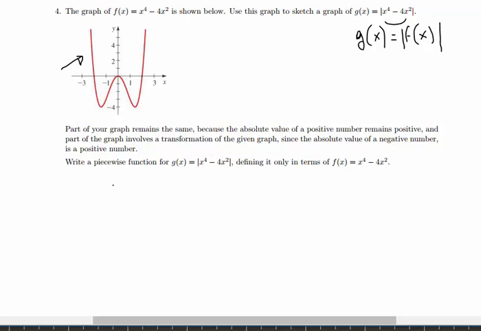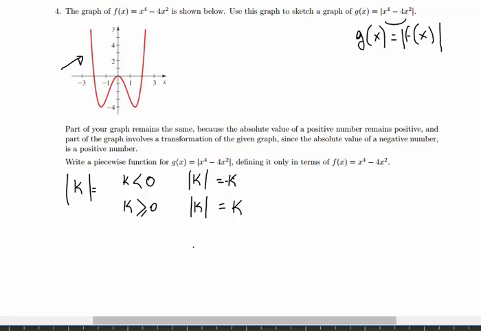Now, what do we mean when we take a value k and we take the absolute value of k? If the k is less than 0, then this means that the absolute value of k is equal to minus k, to negative k. If the k is greater or equal to 0, then the absolute value of k is equal to k. Okay, let's replace all this with g of x.